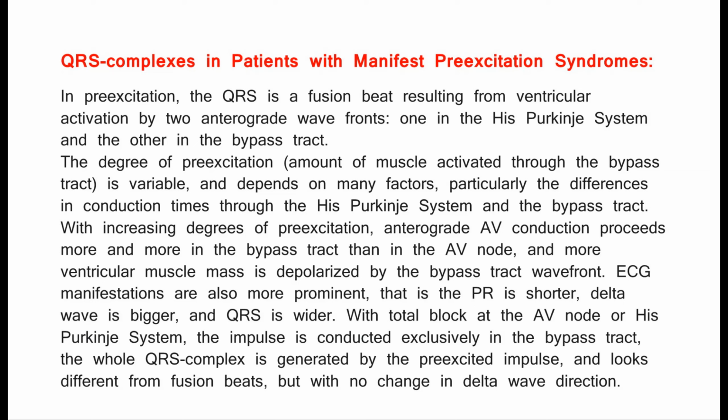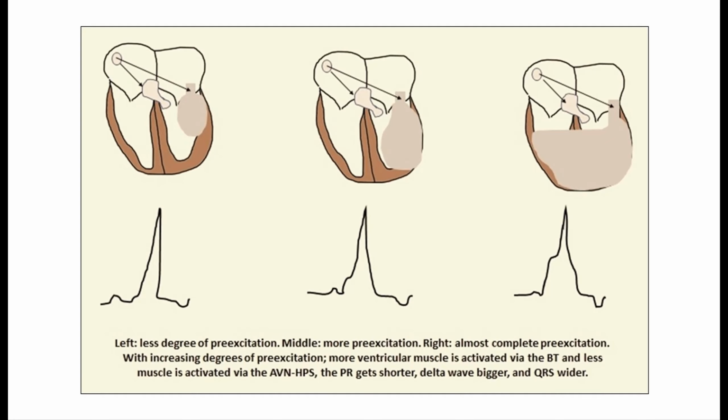With total block at the AV node or His-Purkinje system, the impulse is conducted exclusively in the bypass tract, the whole QRS complex is generated by the preexcited impulse, and looks different from fusion beats, but with no change in delta wave direction. Variable degrees of preexcitation are shown in this figure, little on the left, more in the middle, and almost complete on the right side.